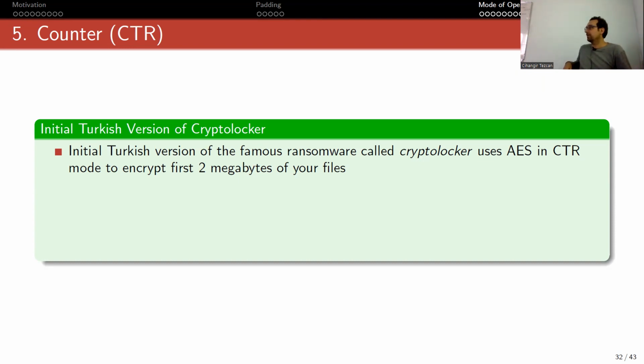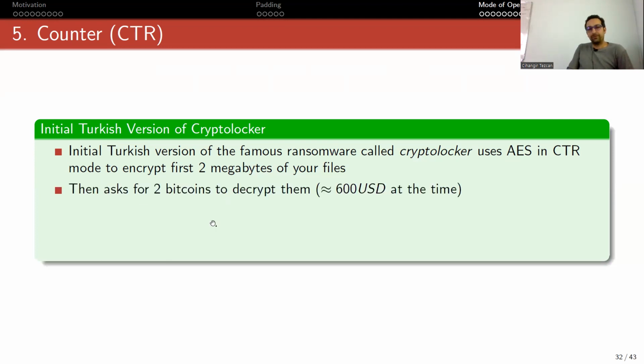Okay, so this initial version did AES encryption in counter mode, and they only encrypted the first 2 megabytes of every file. Instead of wasting time to encrypt 1 gigabyte, they only encrypt the first 2 megabytes, because if you lose the first 2 megabytes, your file will be corrupted anyway, right? So this is what they did.